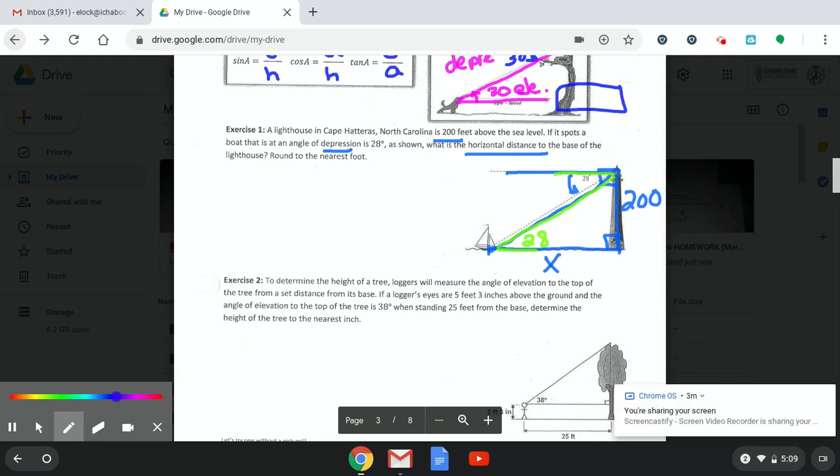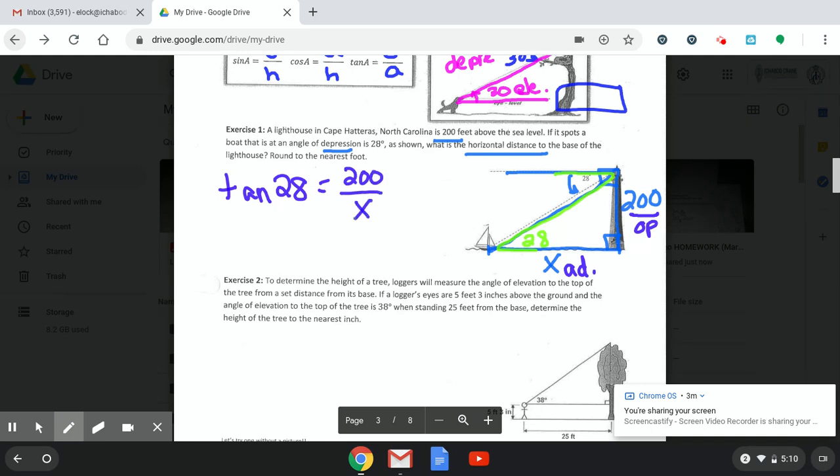So from that angle, we have the opposite side and the adjacent side. There's nothing next to our hypotenuse, so we're going to use opposite over adjacent, tangent. So tangent of the angle 28 degrees equals the opposite side 200 divided by our adjacent x. And when cross multiplying here, we know we need to put this over 1. So we have x times tan 28 equals 200. And then we divide by tan 28 to both sides.